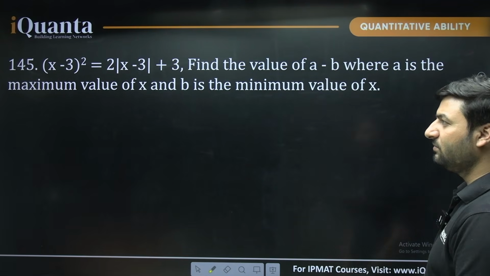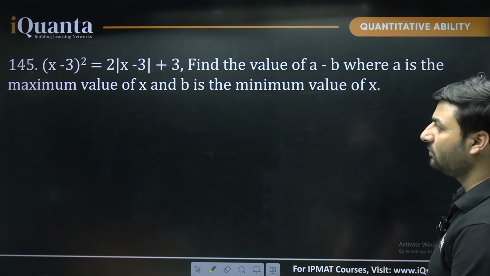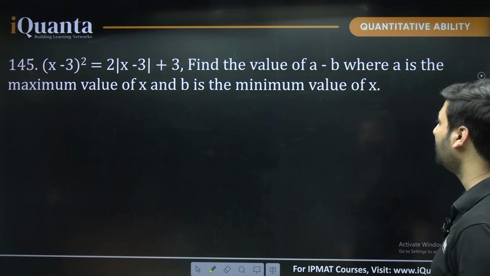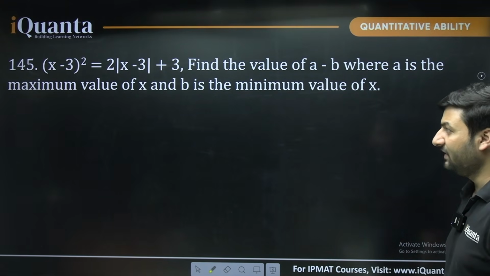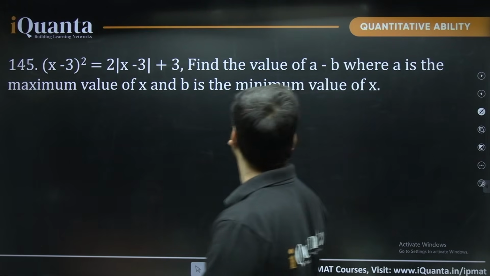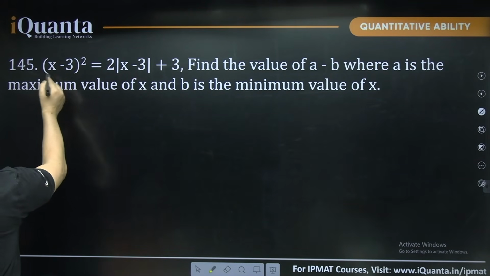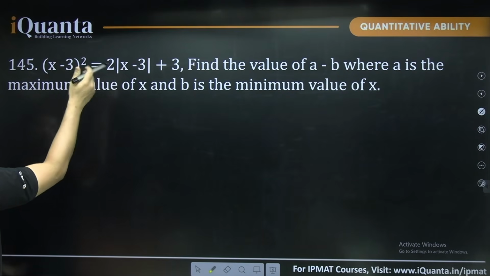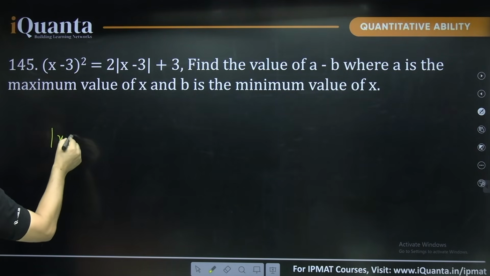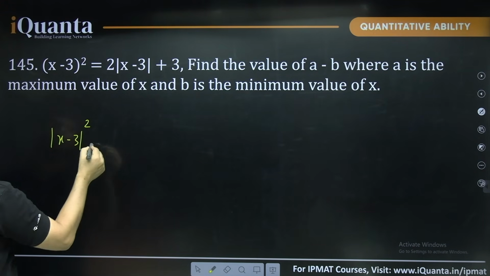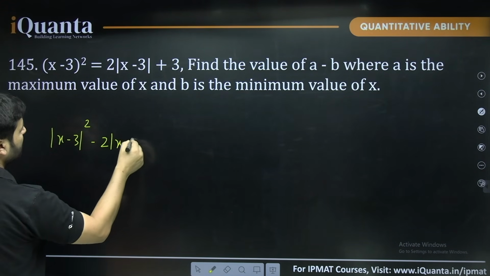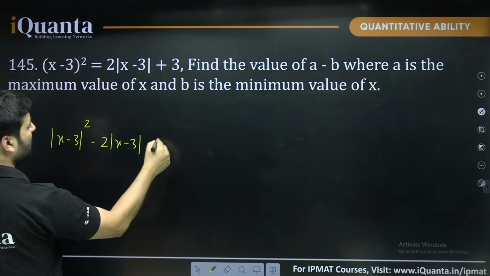Now we have this one, x minus 3 square equal to 2 mod x minus 3 plus 3, find the value of a minus b, where a is the maximum value of x and b is the minimum value of x. So x minus 3 square is written, you know that square is positive, so this can also be written as mod x minus 3 square. This can be brought here, so minus 2 times mod x minus 3, this plus 3 can be brought here, equal to 0.